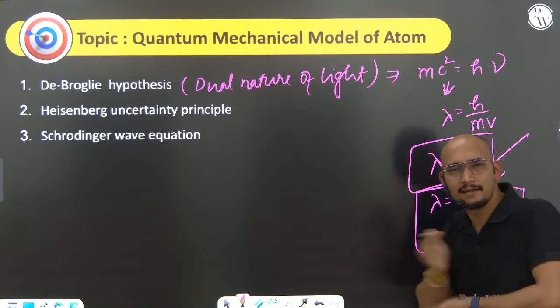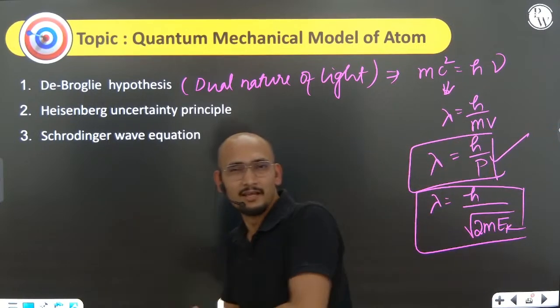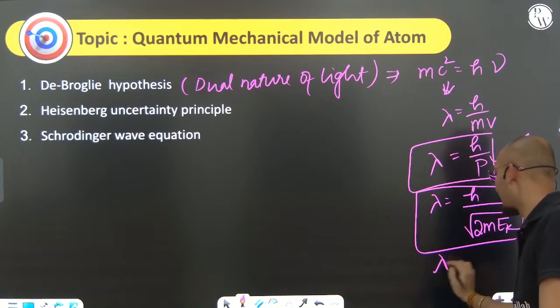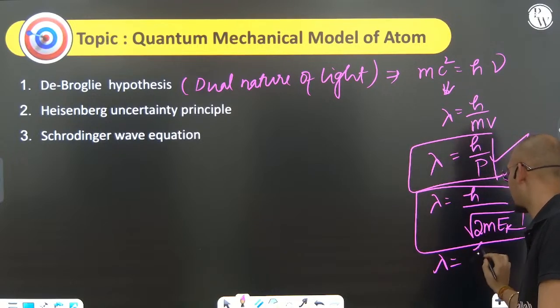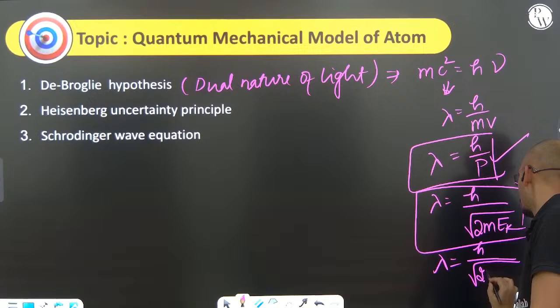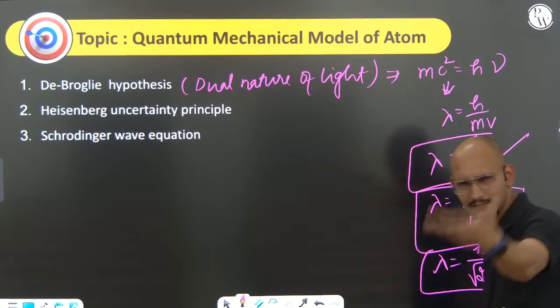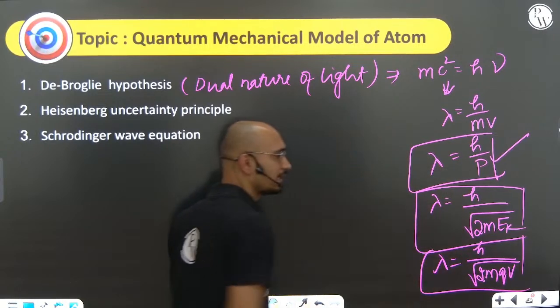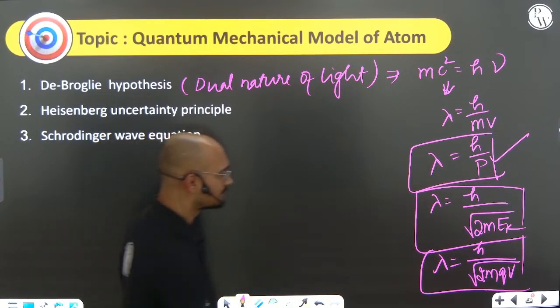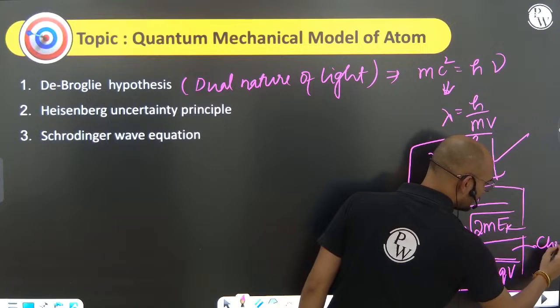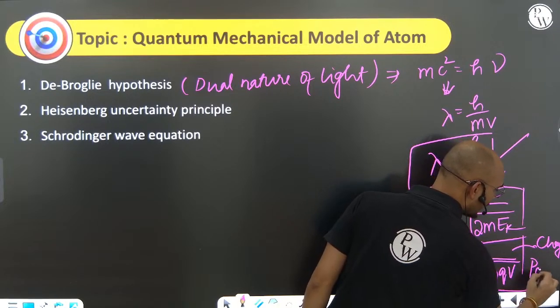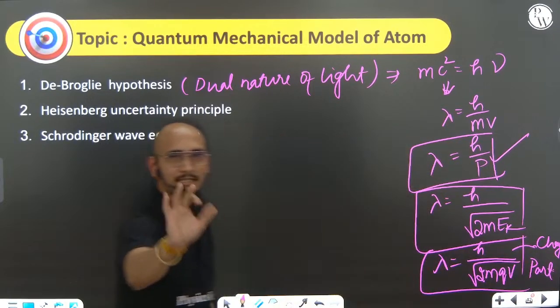Let's say this kinetic energy is coming due to some external electric field, and that too for a charged particle. It will be h by root of 2m q v. I hope you can understand these things. These are the formulae you have to keep in mind. This is only for a charged particle, not for any uncharged particle.